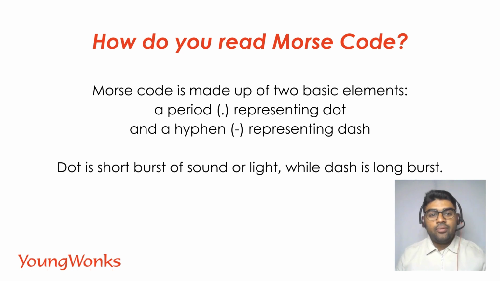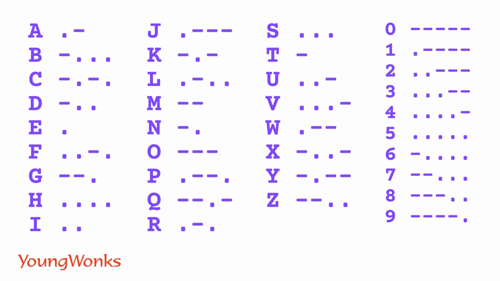Morse code is made of two basic elements, a period and a hyphen, representing dots and dashes. In Morse code, dots are short bursts of sound or light, while dashes are long bursts. Such signals were used for long distance communications. Letters of the alphabet are represented by distinct patterns of dots and dashes. In English, the letter A, for example, is represented by a single dot followed by a dash, whereas the letter B is represented by a dash followed by three dots.